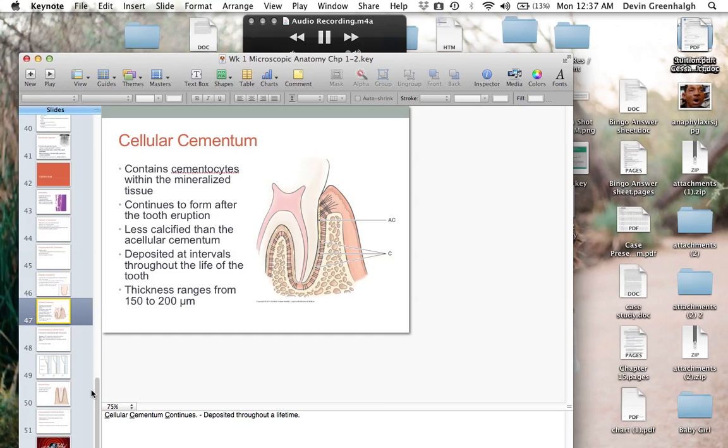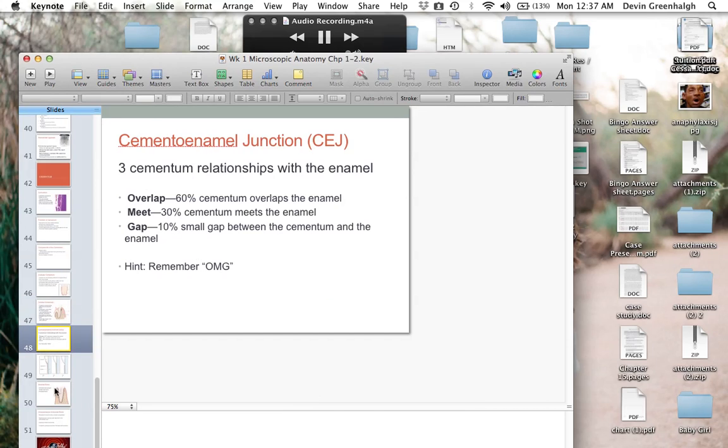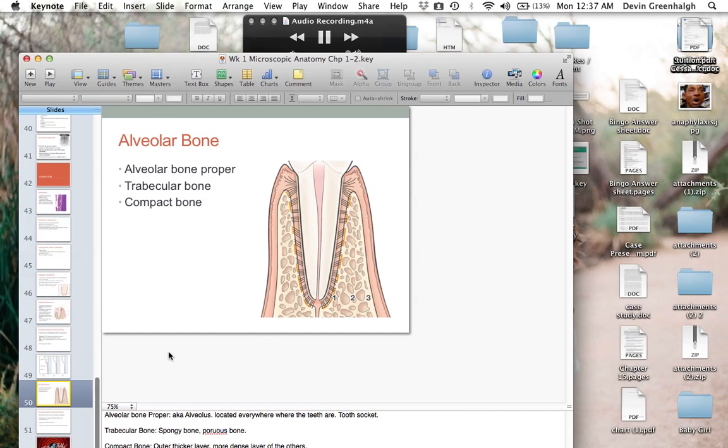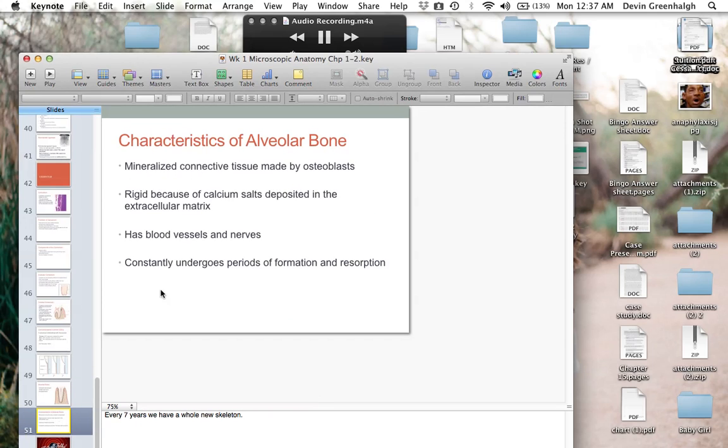And then we have the alveolar bone, which is made up of alveolar bone proper, trabecular bone, and compact bone. Basically, alveolar bone is mineralized connective tissue made by osteoblasts. It's rigid, it has blood vessels and nerves, and undergoes periods of formation and resorption. And yeah, that is chapters 1 and 2 for perio.